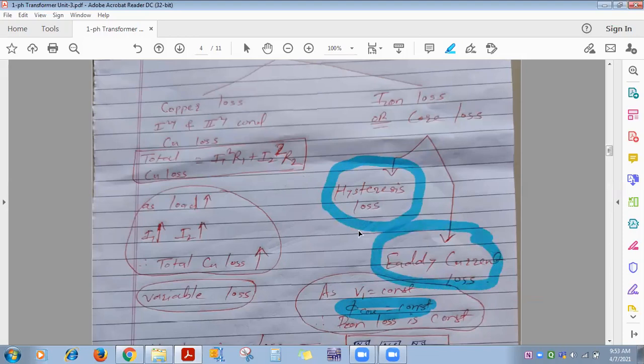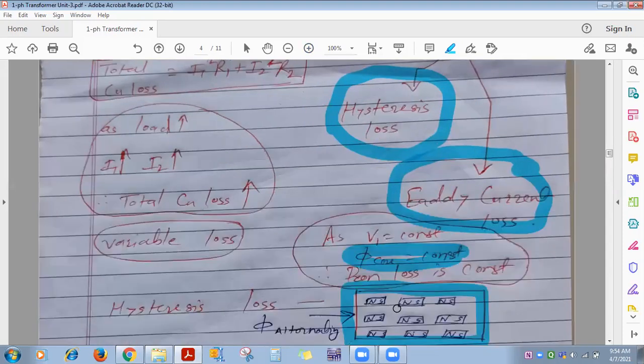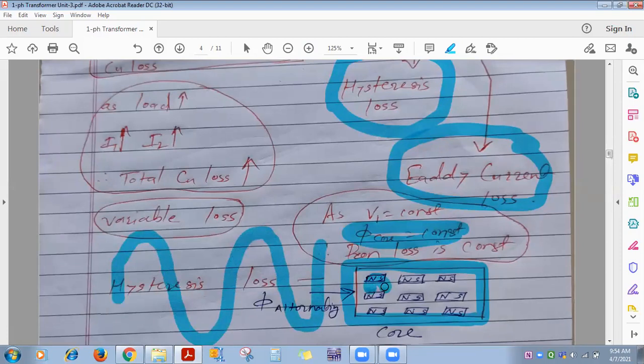So what do you mean by hysteresis loss? That magnetic core is made up of silicon steel magnetic material. It's a combination of small magnets. Every magnet has north and south pole. Now through this core, alternating flux is flowing. Alternating flux means its magnitude and direction continuously change. So what will happen? These small magnets also will align themselves continuously with the changing direction of flux. And due to this continuous alignment with the changing direction of flux, heat gets produced. And that is called hysteresis loss.